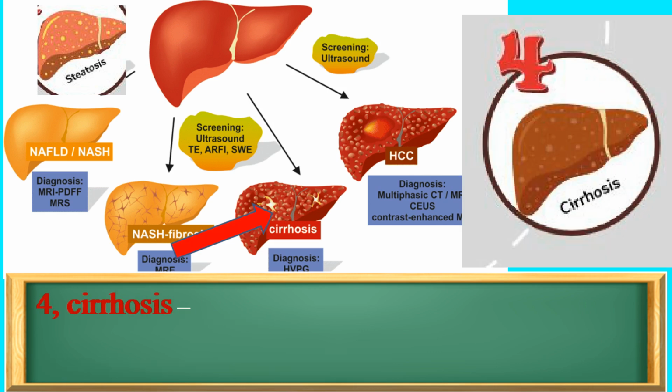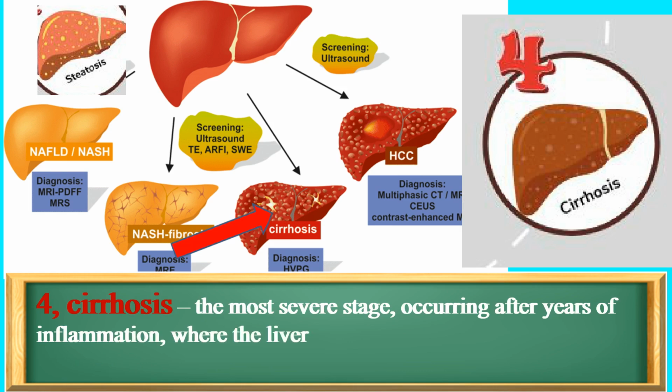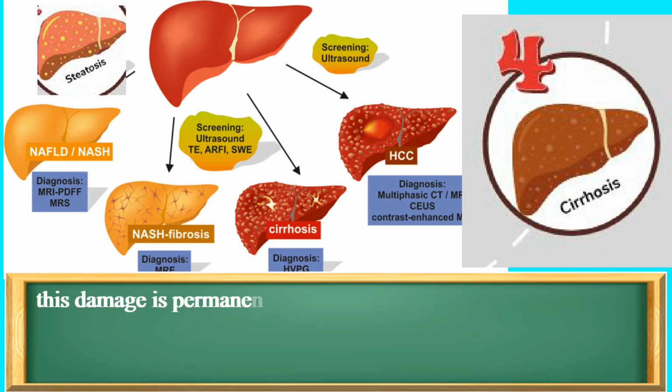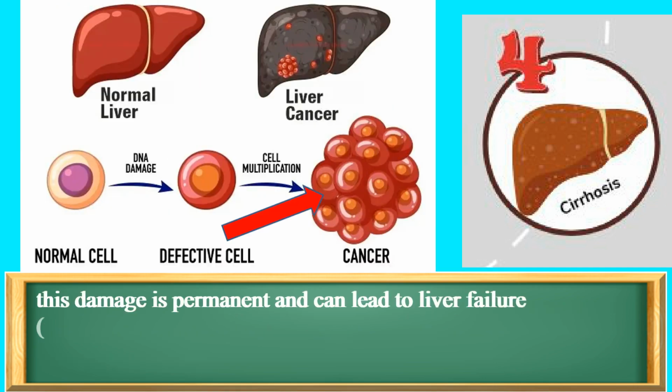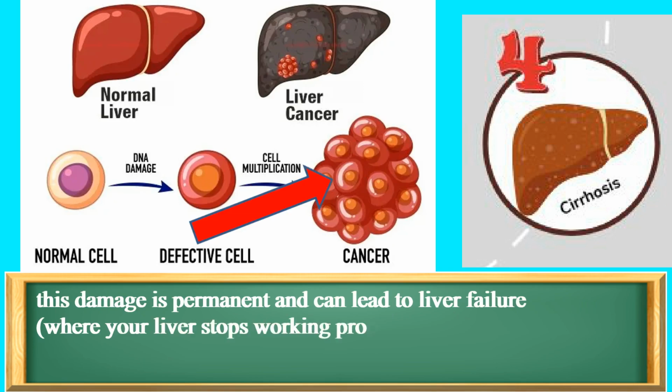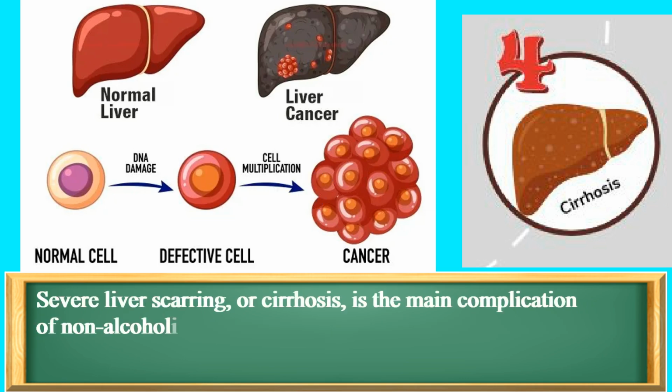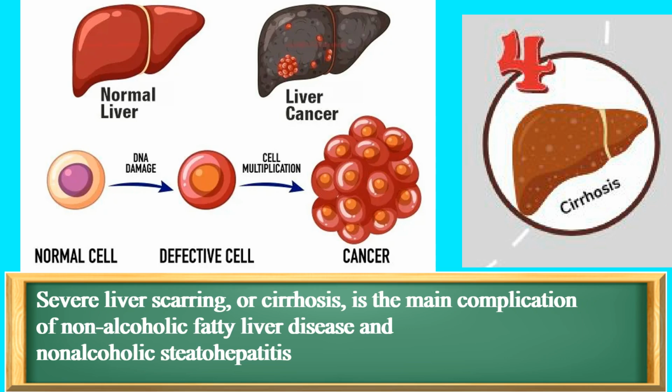4. Cirrhosis, the most severe stage, occurring after years of inflammation, where the liver shrinks and becomes scarred and lumpy. This damage is permanent and can lead to liver failure, where your liver stops working properly, and liver cancer. Severe liver scarring or cirrhosis is the main complication of non-alcoholic fatty liver disease and non-alcoholic steatohepatitis.